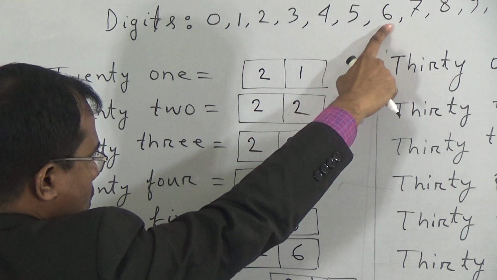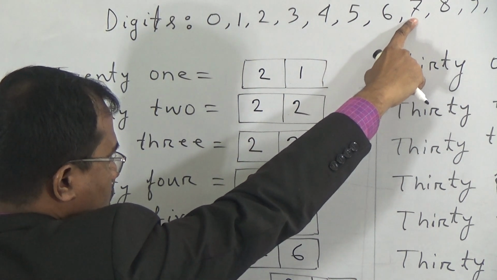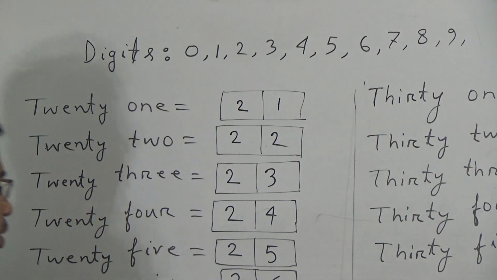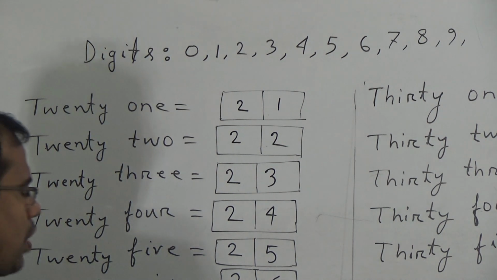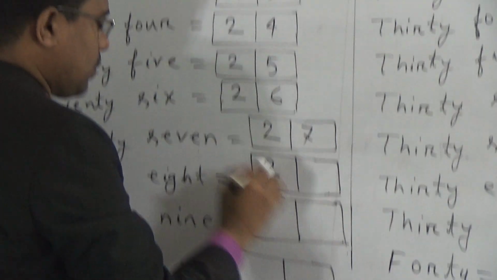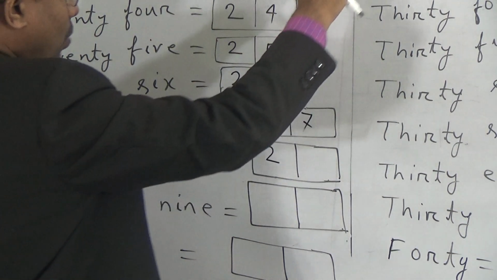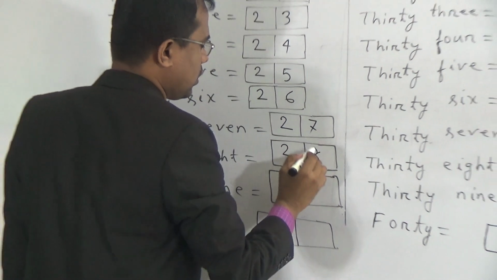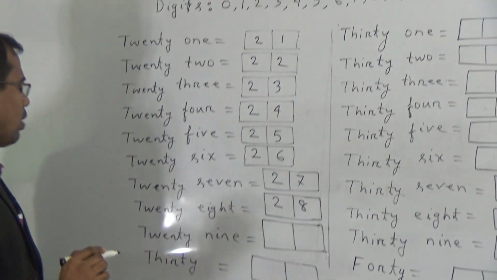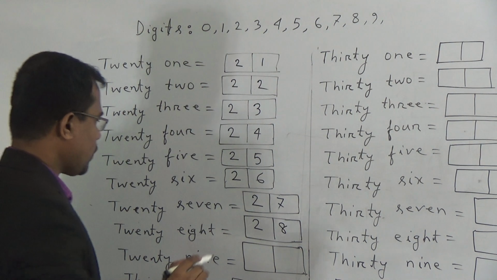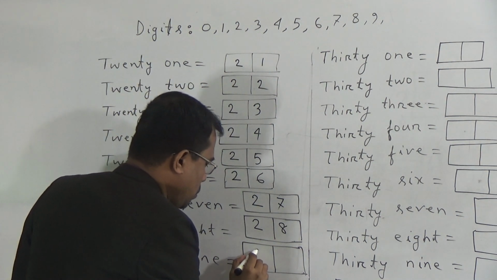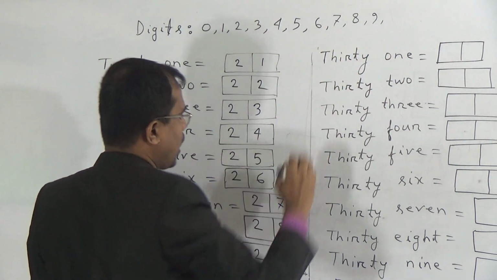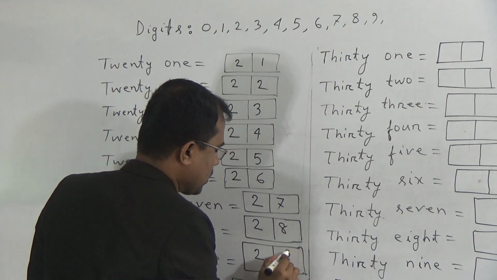We have to keep fixed 2 in tens place and have to change ones place digit. Now after 6 next digit is 7, so we have to write 7 in this place, 27. Now 28, 2 have to write in tens place and in ones place now we have to write this symbol, that means 8 have to write here. This is 28. Now 29. We will write 2 in tens place and now next digit, that means 9 have to write in ones place.